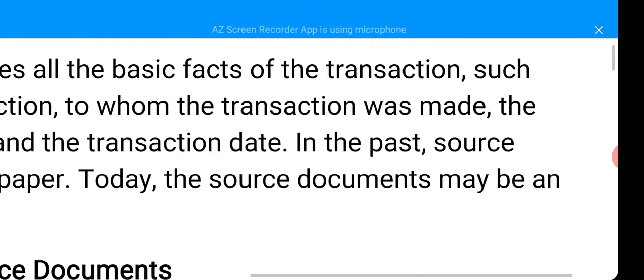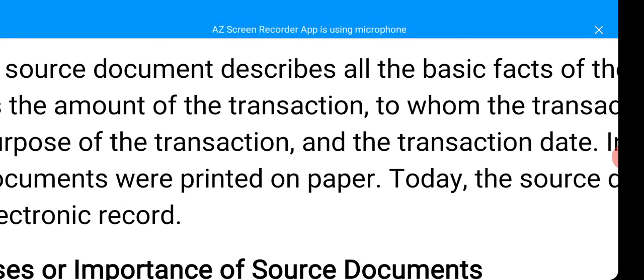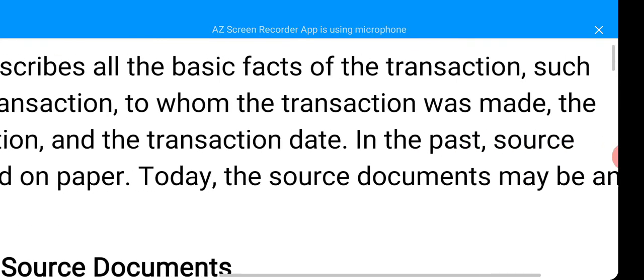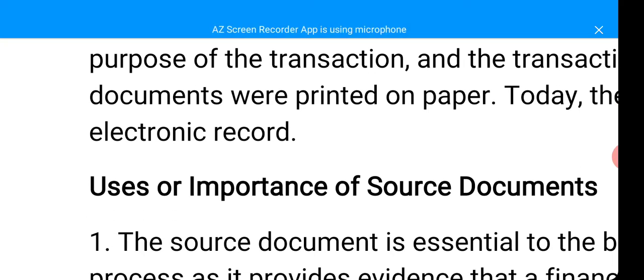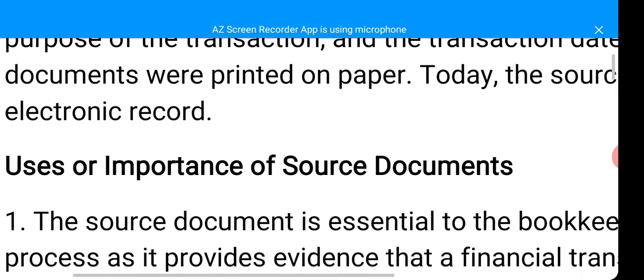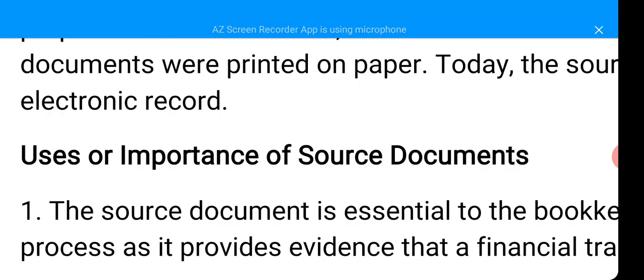In the past, source documents were printed on paper. Source documents are usually on paper, but today, source documents may be an electronic record, which means it may be kept in the computer. We shall look at the importance of source documents, then various examples of source documents. Don't forget, a source document is the original record made when a transaction takes place.